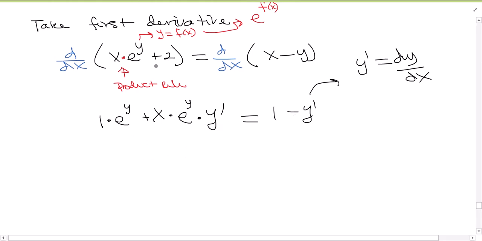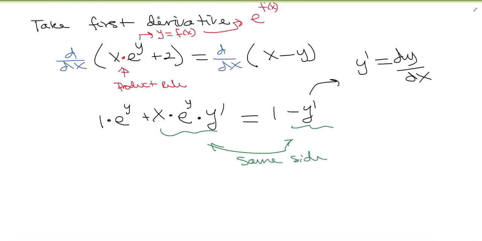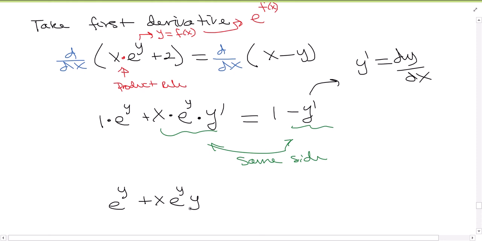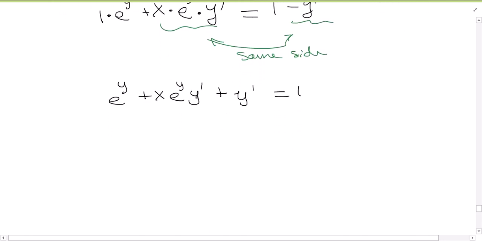So solving for y prime means get them on the same side. So these, I want them to be on the same side. So what I'm going to do is add the y prime from the right to the left. So here I'm going to have e^y + x e^y y' + y' equals 1. And now everything that doesn't have a y prime, send it to the other side. So we're going to subtract e^y. So I'll have x e^y y' + y' equals 1 - e^y.